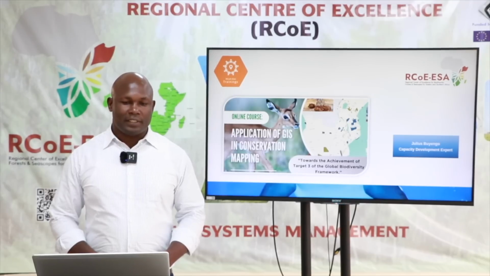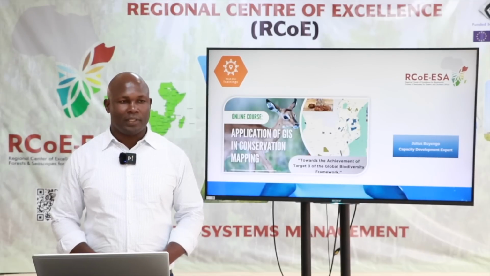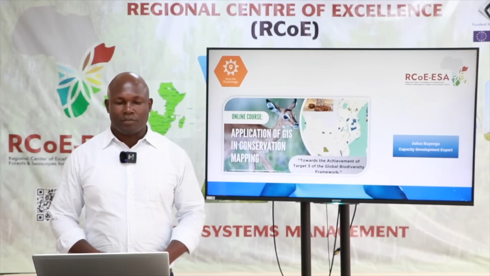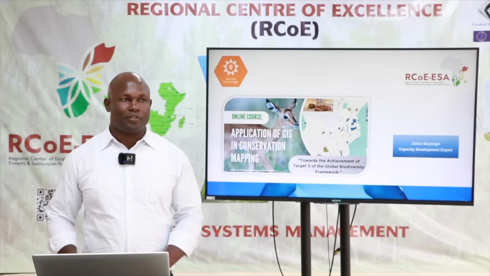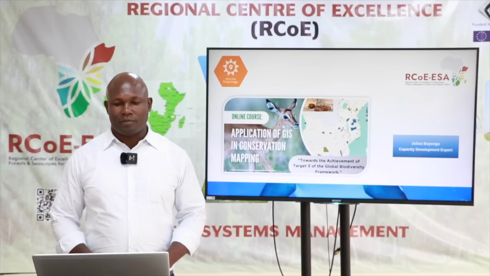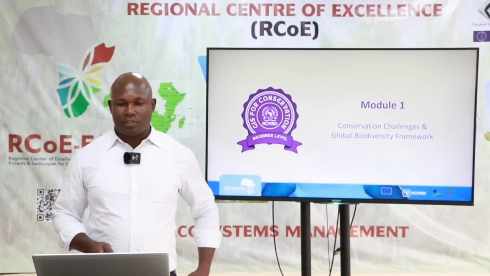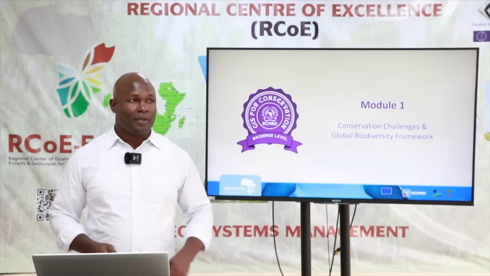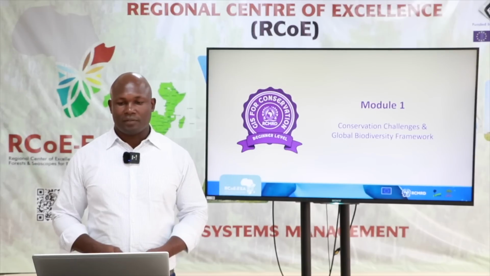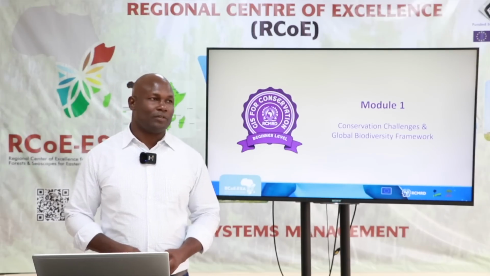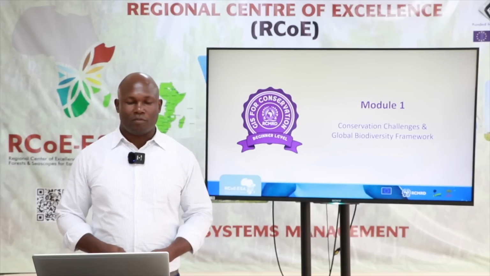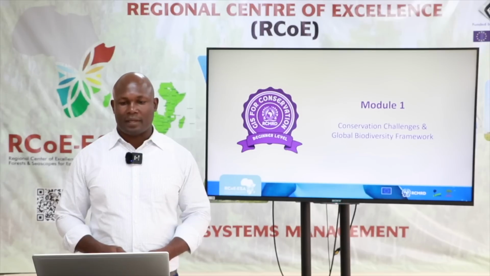Basically, we are targeting the achievement of Target 3 of the GBF, which seeks to ensure that we are conserving 30% of the terrestrial and marine ecosystems by the year 2030. So I'll go straight into the module. This is part of Module 1, where we are looking at the conservation challenges, and we'll also introduce the Global Biodiversity Framework targets within the course.